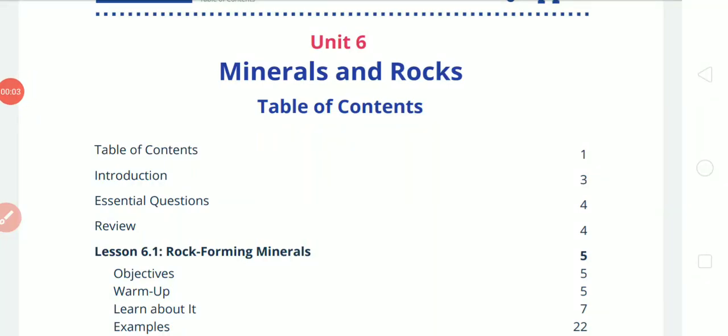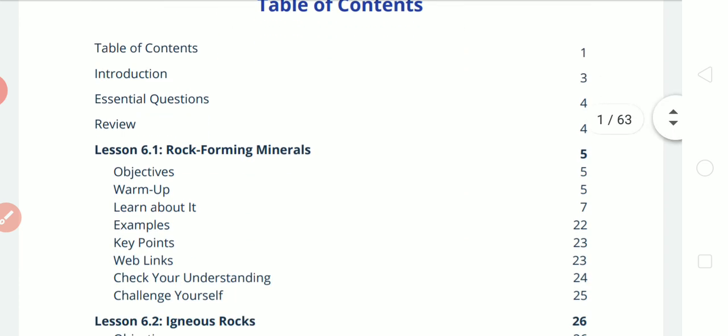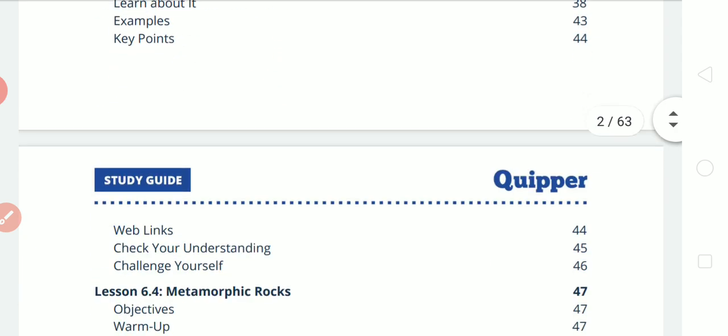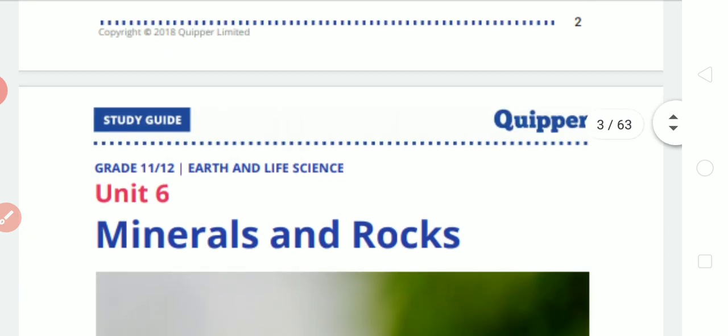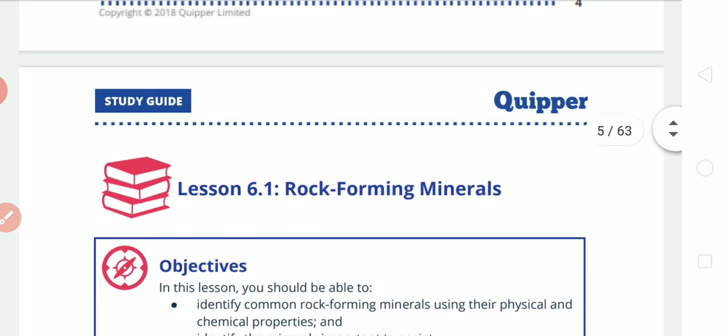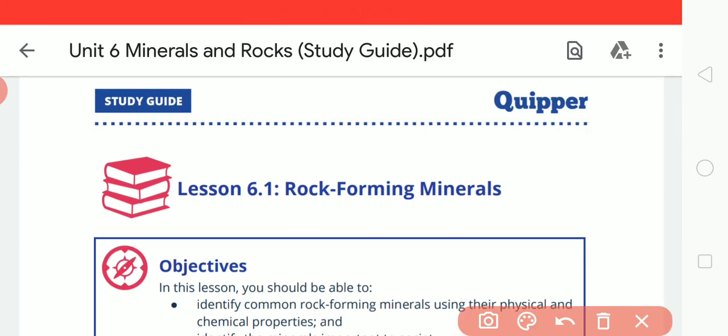Hi, so at this point in time, we're going to be discussing Unit 6, which covers the topic of minerals and rocks. The lessons that we're going to be discussing are all about rock-forming minerals, igneous rocks, sedimentary rocks, and metamorphic rocks. So let us start first with Lesson 1, which is all about the rock-forming minerals.